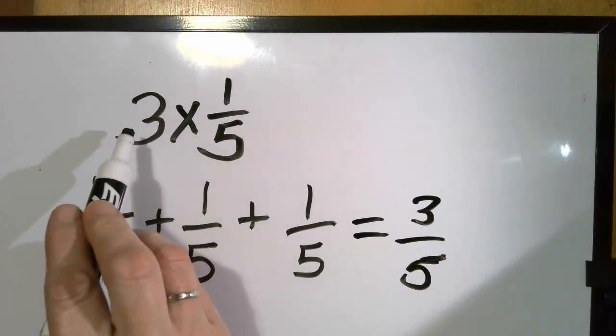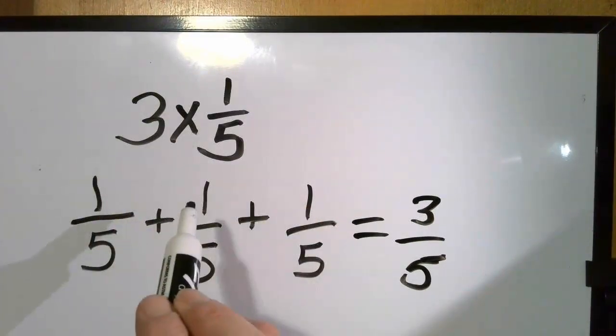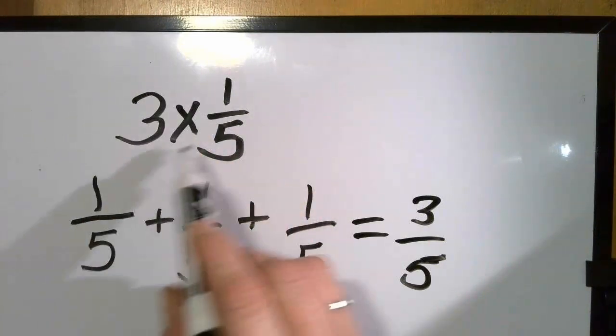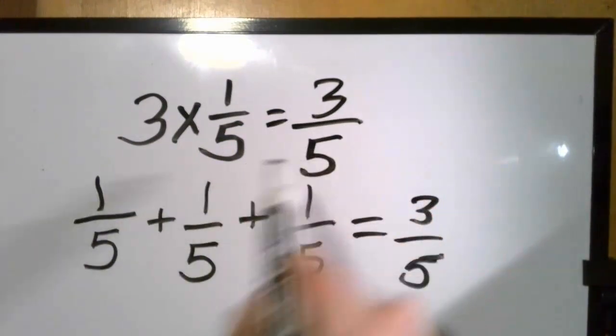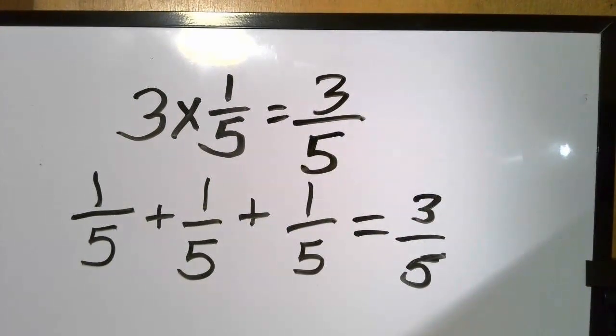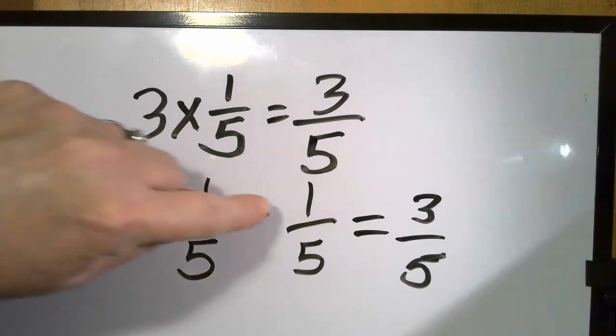Or I can take the whole number 3 and multiply it times 1/5. 3 times 1 equals 3. Keep your denominator the same. So again, a unit fraction, by definition, is a fraction that has a number 1 in the numerator.